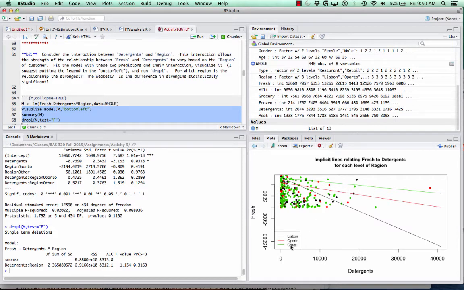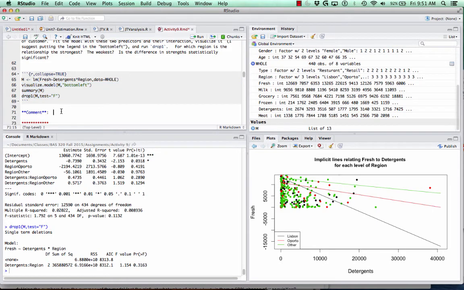The slope is closest to 0. That corresponds to regions other. And the steepest relationship, the strongest relationship, is with Lisbon. It's the strongest and it's also the most negative. It looks like customers that spend more on detergents tend to spend less on fresh produce. Maybe it's a different type of business model. They're either spending money on produce or detergents. So the more you spend on detergents, the less you spend on fresh produce. And it looks like that relationship is strongest for Lisbon here.